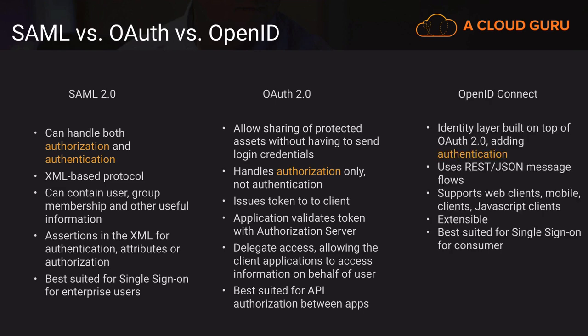OpenID Connect is a bit more sophisticated. It adds a layer on top of OAuth that also includes authentication. And it uses REST and JSON message flows. It supports a lot of different clients, including web clients and mobile. There's even a JavaScript client. It's very extensible, and it's really best suited for single sign-on for public customers. OpenID Connect is used in a lot of public-facing, consumer-grade mobile applications.